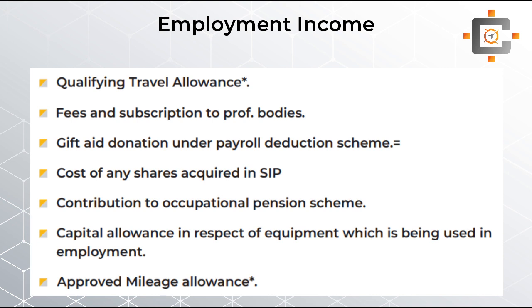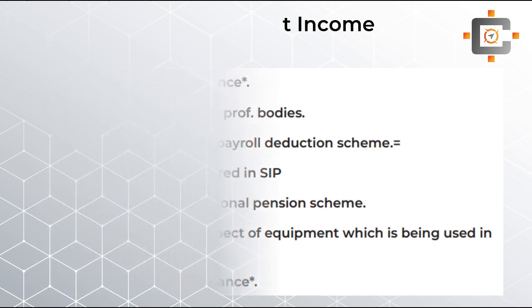extension of the band. Then after, you can see over here the cost of any shares acquired in the SIP. Now once again, it's an advanced taxation concept. Then after, contribution to occupational pension scheme, students. Over here you are getting the deduction of only and only occupational schemes. Please remember, any kind of personal pension contribution made will not be allowed as a deduction from here. Then after, students, capital allowance also is there and approved mileage allowance are there.